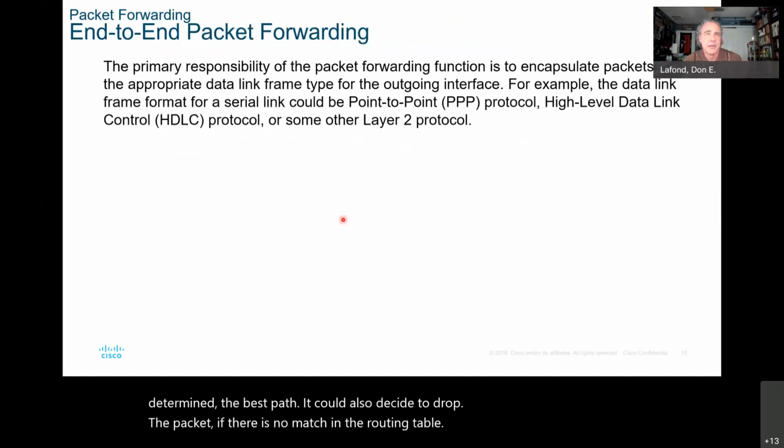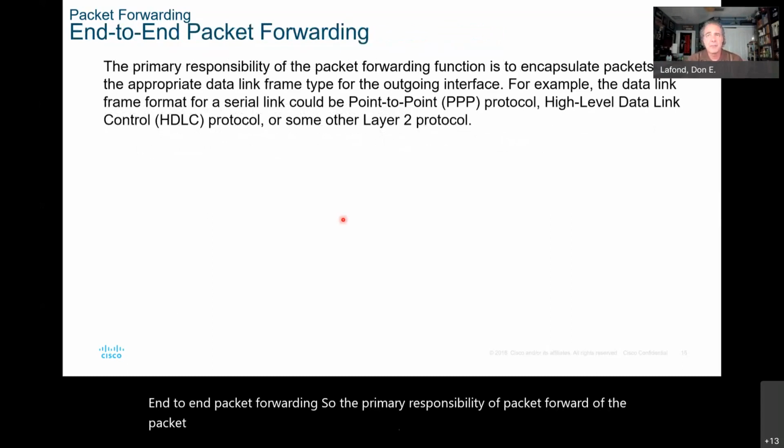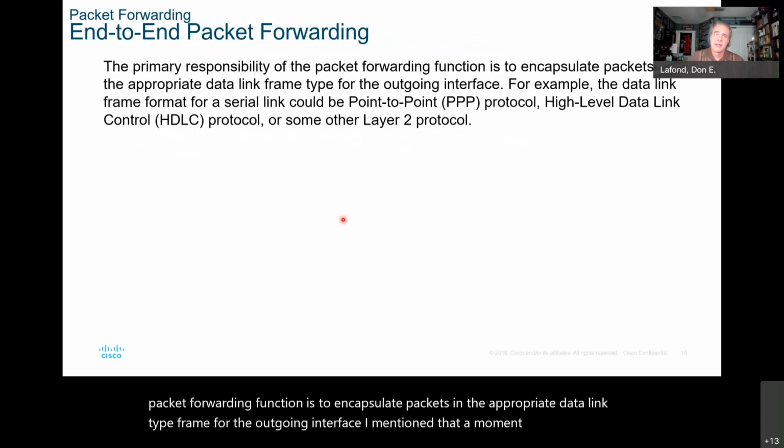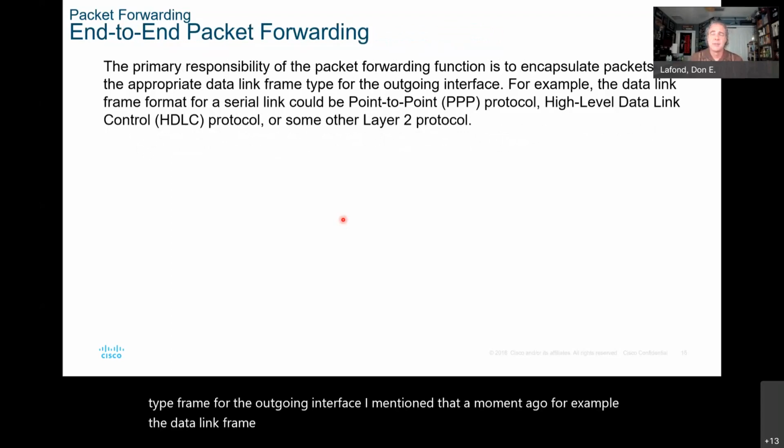End-to-end packet forwarding. The primary responsibility of the packet forwarding function is to encapsulate packets in the appropriate data link type frame for the outgoing interface. I mentioned that a moment ago. For example, the data link frame format for a serial link could be point-to-point protocol, PPP, or HDLC, high-level data link control protocol, or some other layer 2 protocol.